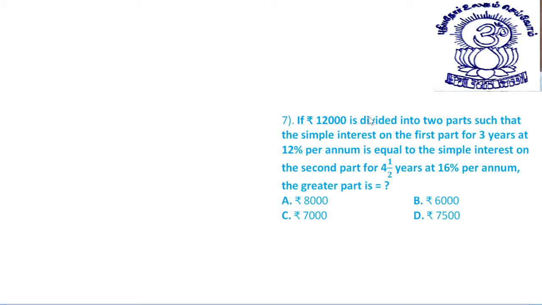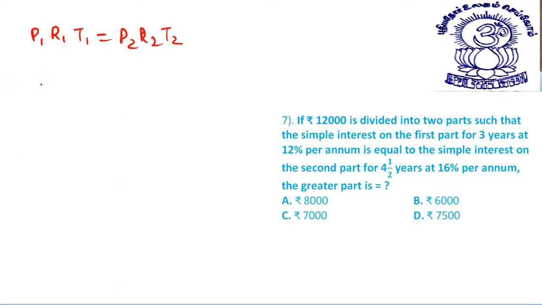If 12,000 is divided into two parts such that the simple interest on the first part for 3 years at 12% per annum is equal to the simple interest on the second part for 4.5 years at 16% per annum, the greater part is, we need to find the bigger part. Let me read the question first. We will be applying the formula P1 R1 T1 is equal to P2 R2 T2. We have done this thing.